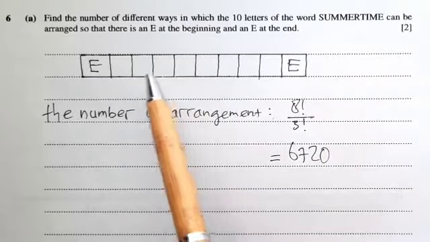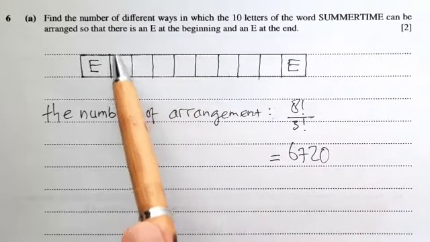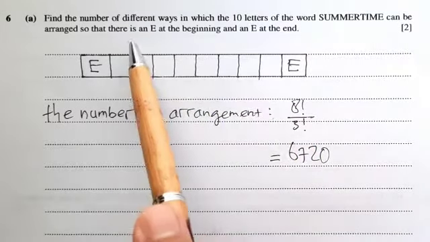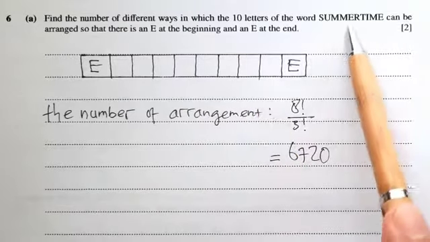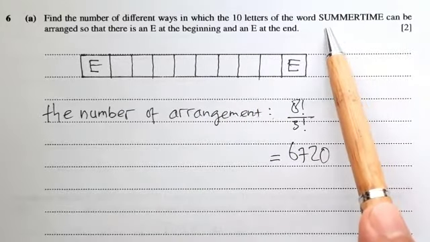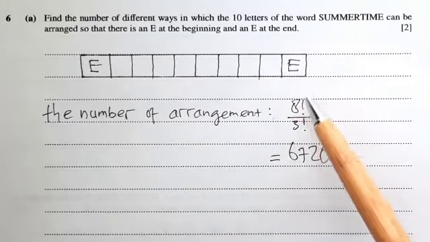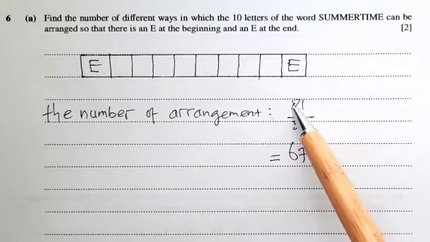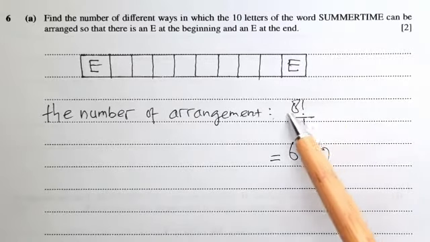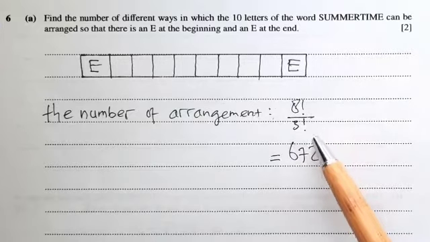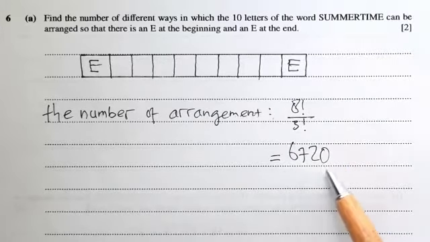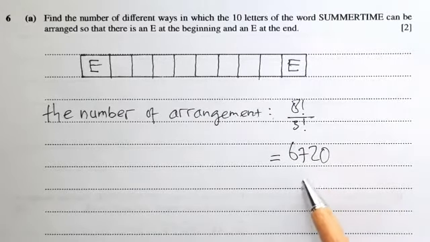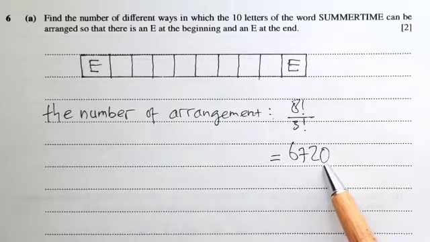Now, the number of permutations of 8 letters, of which 3 M's, 1, 2, 3, 3 M's are identical to each other, is 8 factorial divided by 3 factorial. Thus, you can enter it in the calculator. We obtain 6,720. Thus that is the number of arrangements.